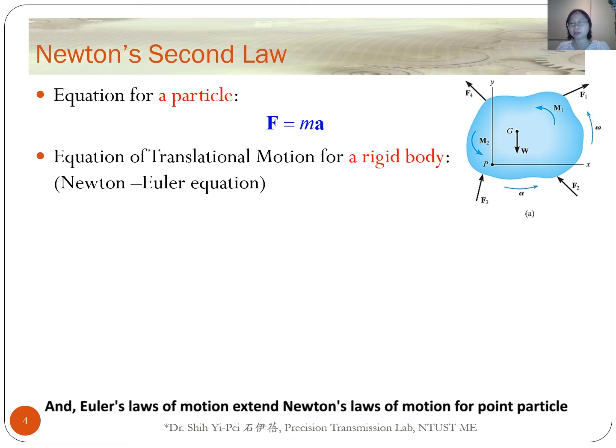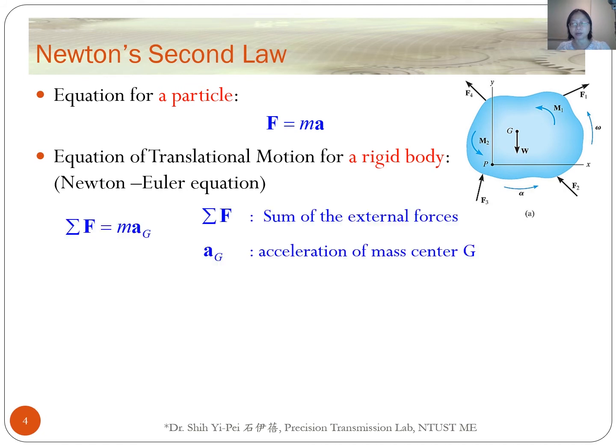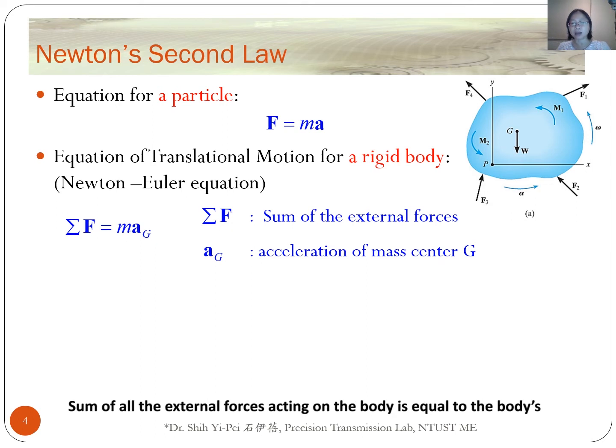And the laws of motion extend Newton's laws of motion for point particles to rigid body motion. They were formulated by Euler about 15 years after Isaac Newton formulated his laws. For translational motion of a rigid body, the sum of all the external forces acting on the body is equal to the body's mass times the acceleration of its mass center G. We also call this equation the Newton-Euler equation.